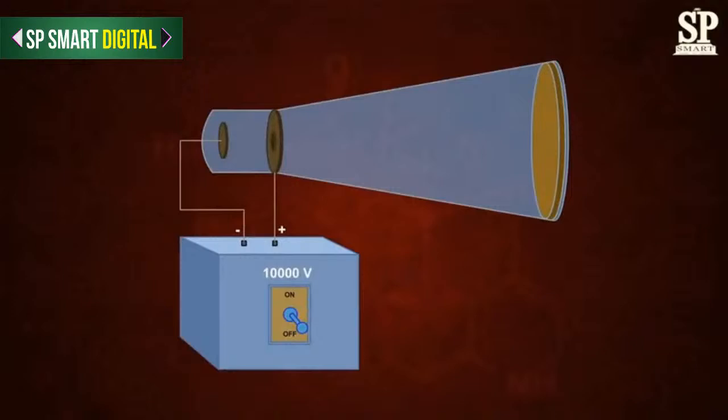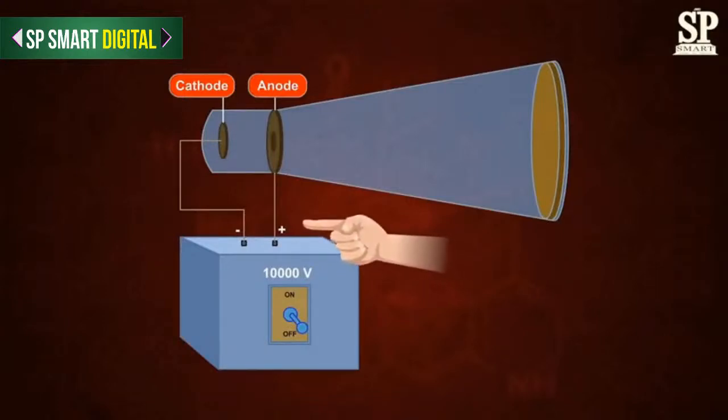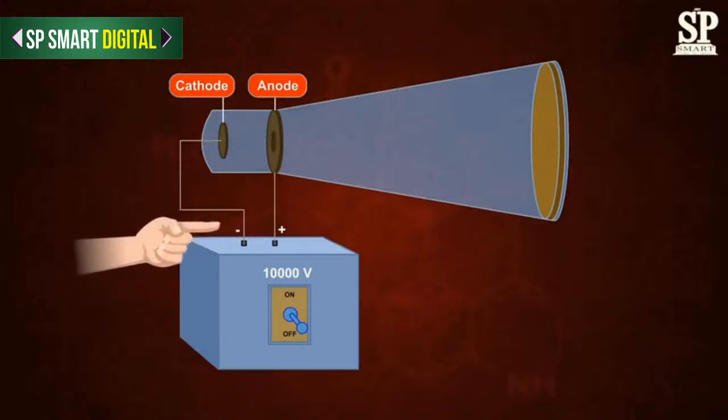Let's now study the cathode rays. For that, let's understand the experiment done by J.J. Thomson. The arrangement consists of a glass tube filled with a gas at very low pressure. The glass tube contains two metal plates called anode and cathode. Anode is the metal plate attached to the positive side of the battery, and cathode is the metal plate attached to the negative side of the battery. These are connected to a very high voltage, greater than 10,000 volts.